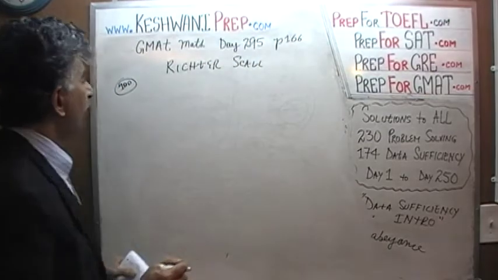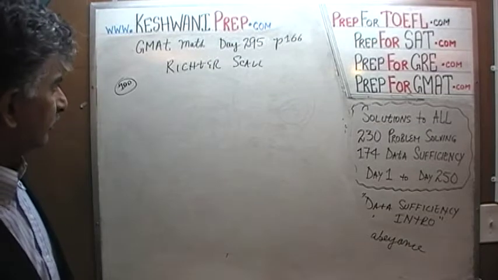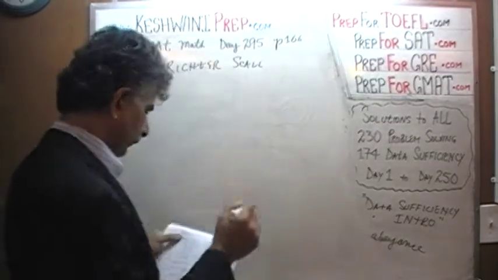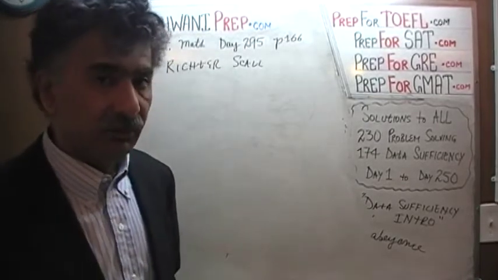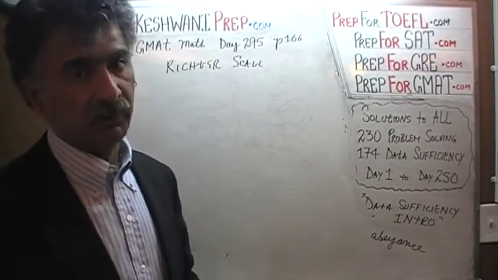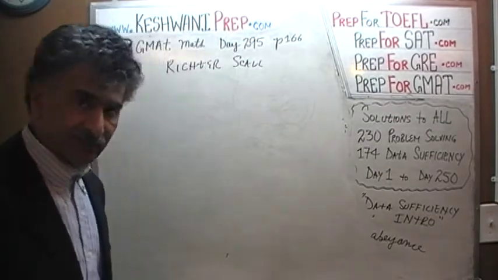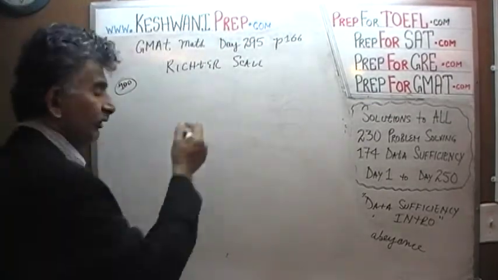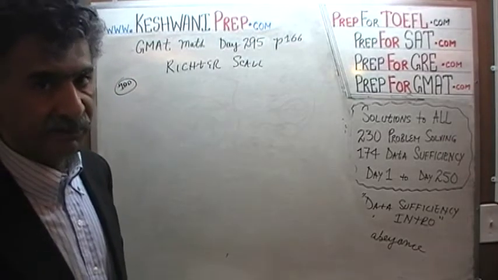Now, I'll have to be careful how to pronounce it. Richter's scale, I believe it's called. It's a scale that is used to measure the intensity of earthquakes. The nature of this scale is such that it's a logarithmic scale. It's a scale based on logarithm of base 10.